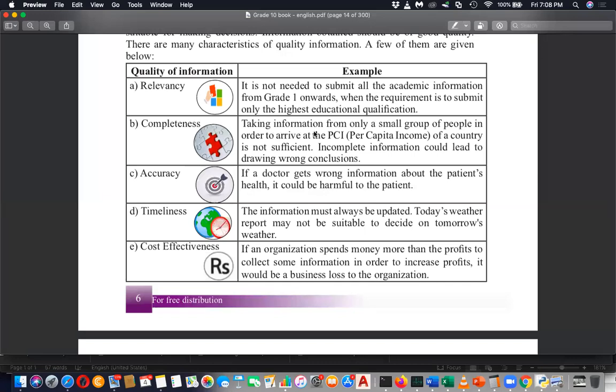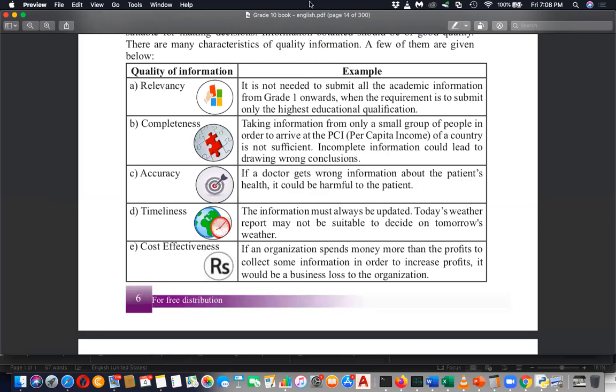Can we take the timetable in the railway station? Yes, the timetable in the railway station should be timely. It should display today's schedule. For example, today's weather report is valid only for today, not for tomorrow. Today's news is mostly valid for today, not for tomorrow. Those are the examples.